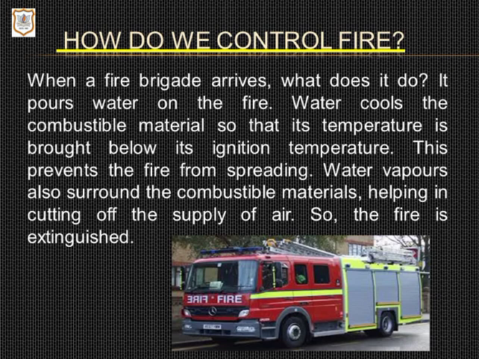When a fire brigade arrives, what does it do? It pours water on the fire. Water cools the combustible material so that its temperature is brought below its ignition temperature. This prevents the fire from spreading. Water vapors also surround the combustible materials, helping in cutting off the supply of air. So the fire is extinguished. So students, in this way we can control fire.